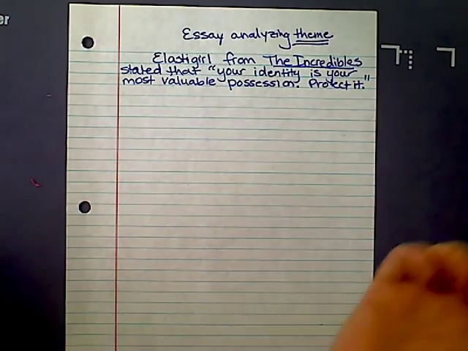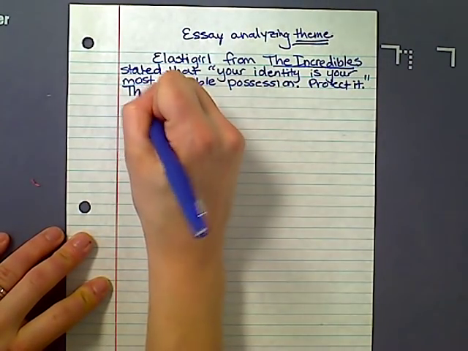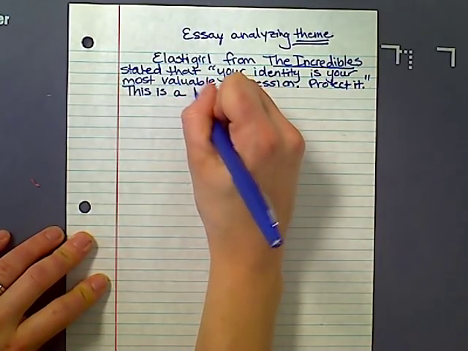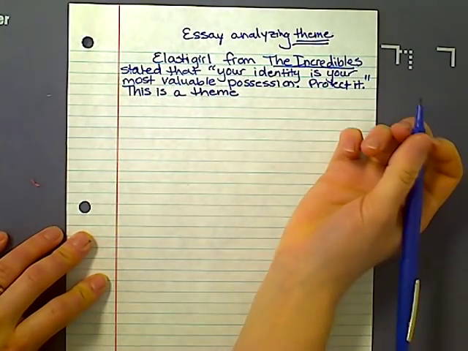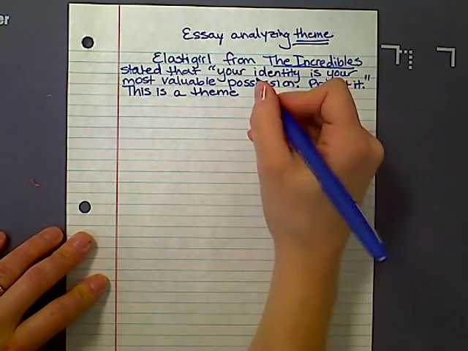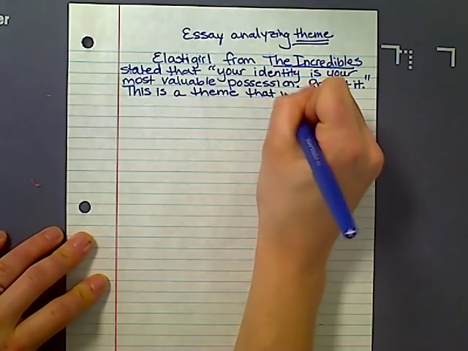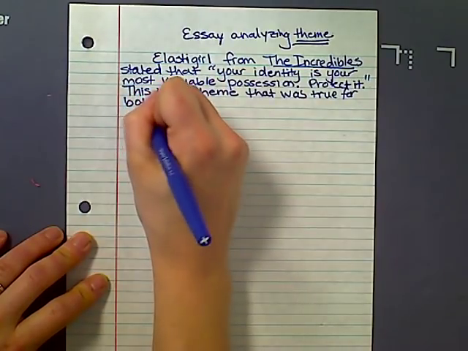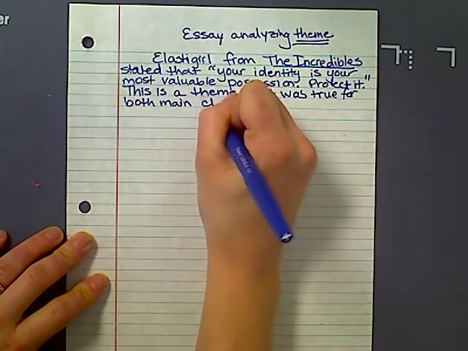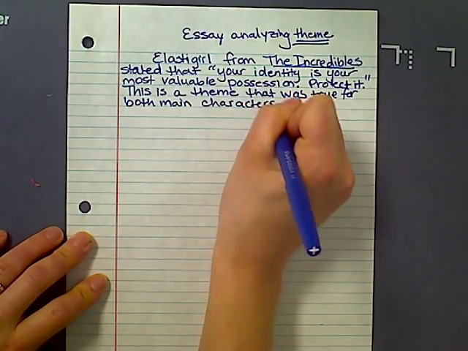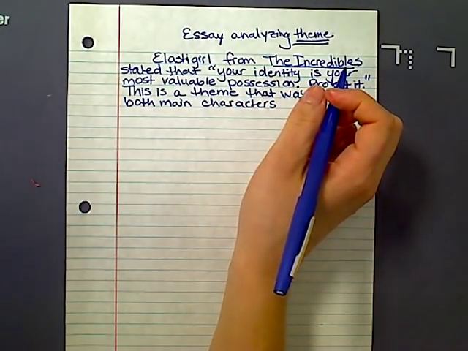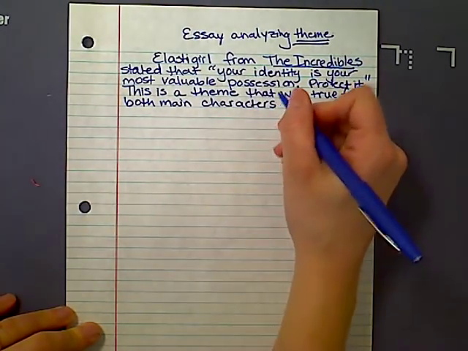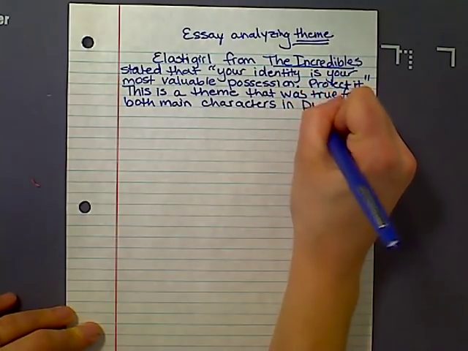So I'm going to go ahead and start in, and I'm going to connect this. So I'll say this is a, and I could say message, or I could say theme. You know, I might as well just say theme and be very straightforward in what I'm analyzing. That was true for both main characters, because again, I'm trying to connect my hook to both texts that I'm analyzing. And if you're not analyzing 2 texts, maybe you're trying to connect your quote to introducing your character. So this is a theme that was true for both main characters in Divergent.